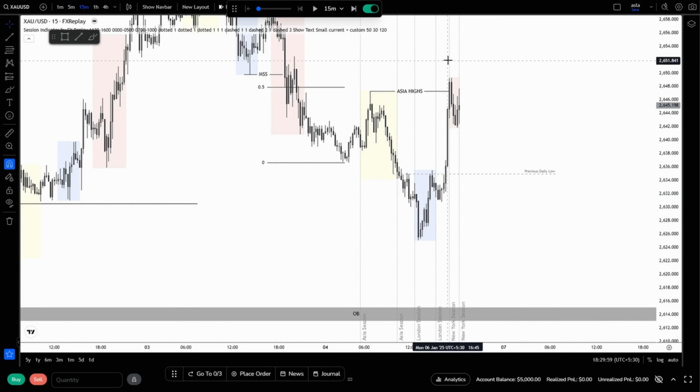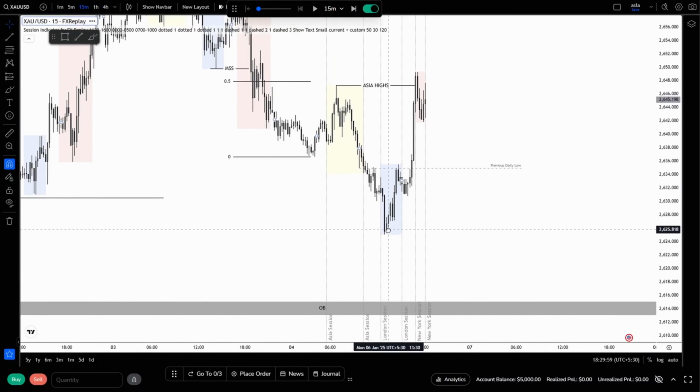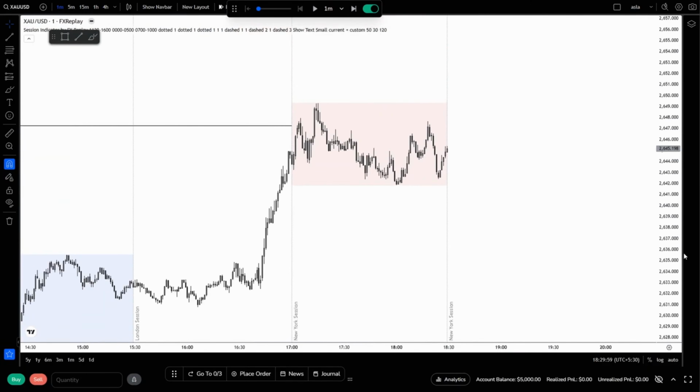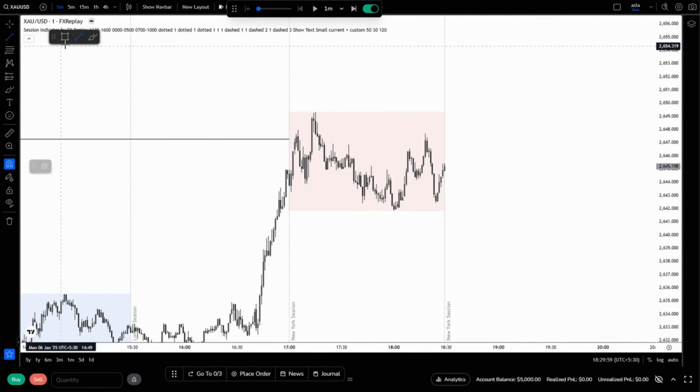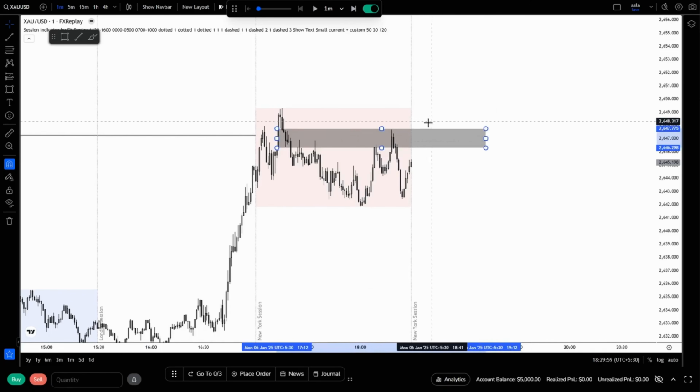Eventually, at the New York session open, price moves higher and successfully sweeps the Asian session high. This liquidity sweep provides further confirmation that price is likely ready to continue toward our draw on liquidity. After the sweep occurs, we then drop down to a lower time frame to look for precise entries. On the 1-minute time frame, we wait for confirmation before executing a trade.